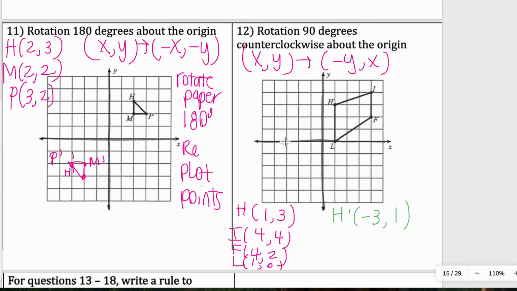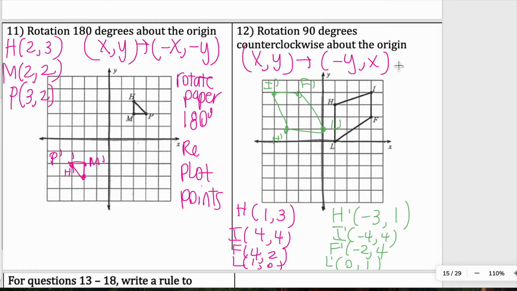So -3, 1 would be H prime. So 1, 2, 3, up 1. I prime would be -4, 4. So -4, up 1, 2, 3, 4. F prime would be -2, 4. And then L prime would be 0, 1 here. So again, still rotated 90 degrees counterclockwise.